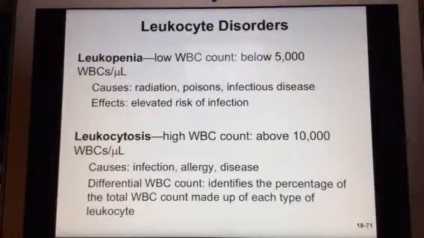Some disorders of the white blood cells: a low white blood cell count below 5,000 white blood cells per microliter is leukopenia, and that could be caused by radiation or infectious disease or poison. Basically, if you have a low white blood cell count, you have an elevated risk of infection, which makes sense because those white blood cells are what are arriving at the scene of infection. Also, we could see leukocytosis, which is a high white blood cell count above 10,000 white blood cells per microliter. This can be caused by an infection, allergies, or other types of disease.